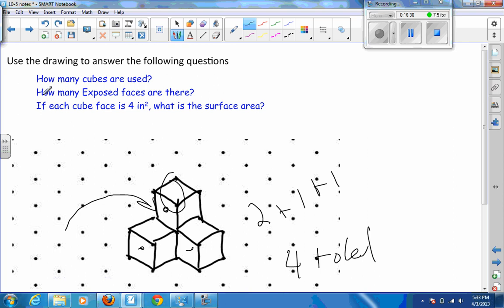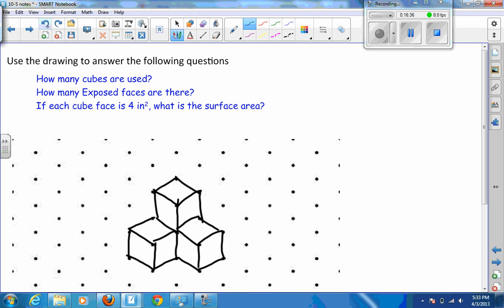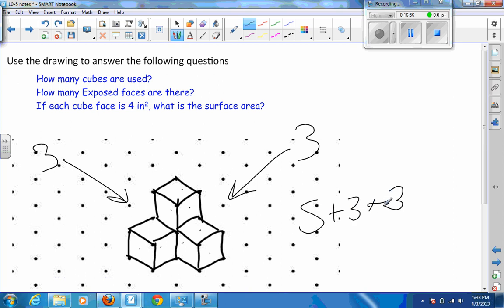How many exposed faces are there, okay? Now if we're talking exposed faces, what do you think about only the faces that we can see? The ones that you can see are the ones that you can count, okay? So I have 1, 2, 3, 4, 5, 6, 7, 8, 9 exposed faces, but on this back side, I have 3 more. And on this back side, I also have 3 more. So I have 5 plus 3 plus 3, and that's going to give me 11 total faces. Okay, so I have 11 total faces that are exposed. That does not include the bottom, so not including the bottom. We're assuming that the bottom is covered up because it's just resting on the bottom, all right?